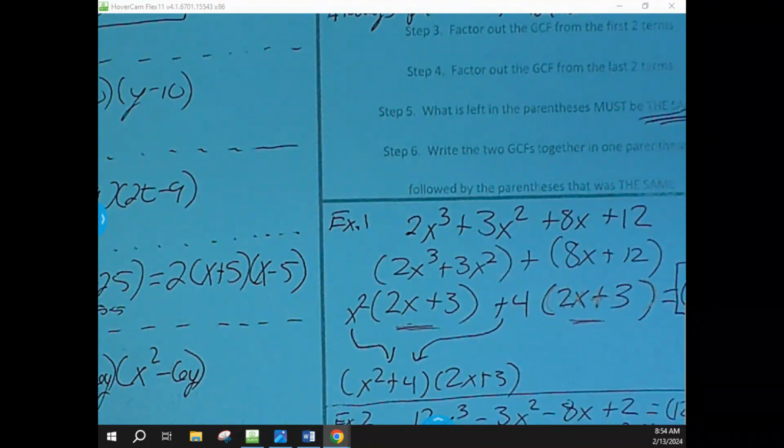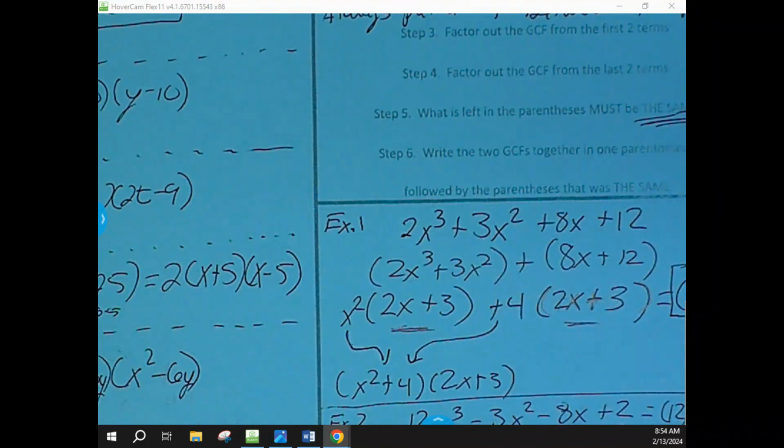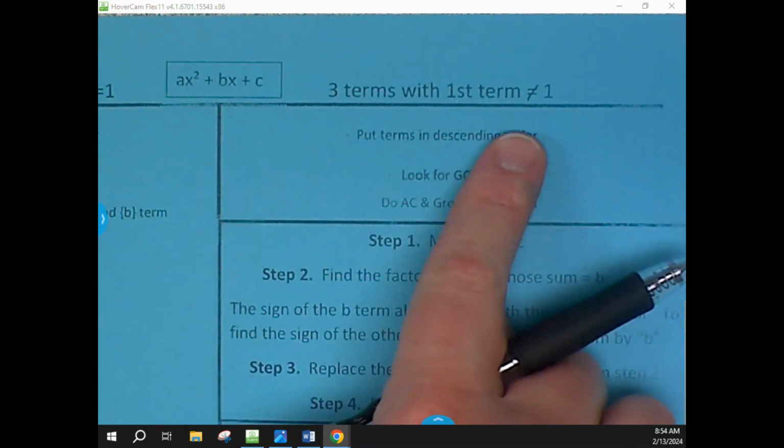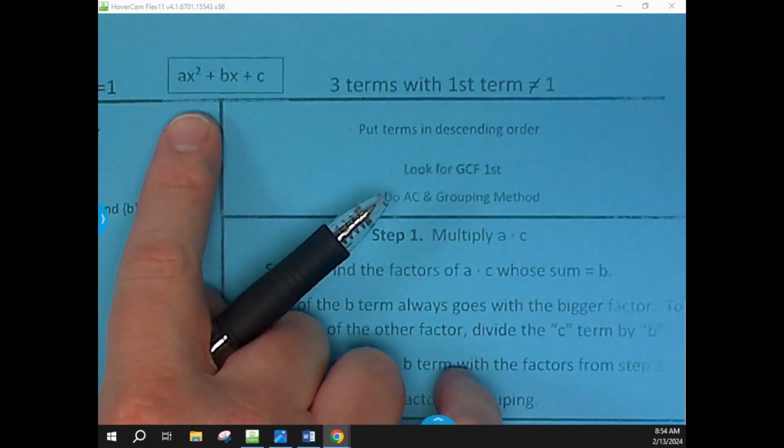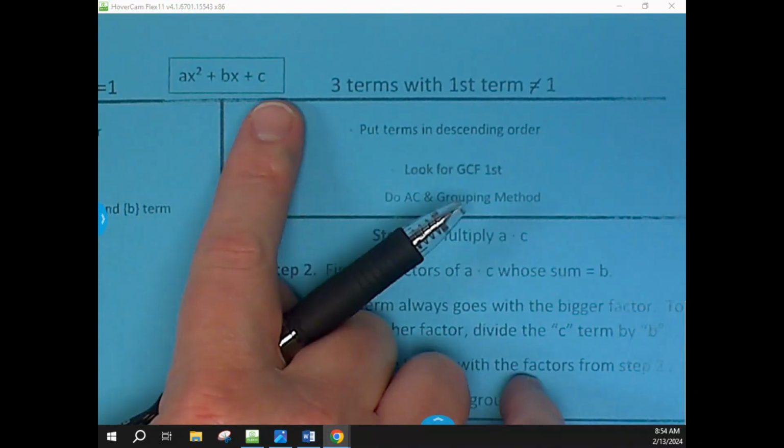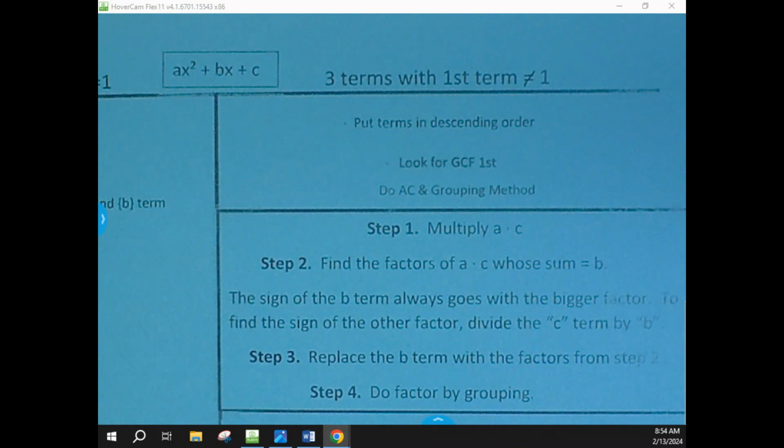So here's what we're going to do today. If the grouping by 4 terms works pretty well, and everybody was okay with everything we were doing here, we're going to do 3 terms where the first factor or the first term is not 1. So basically, we've got something like this where it's ax squared plus bx plus c. Example of what that one would look like, and this is the first one that we'll do here.